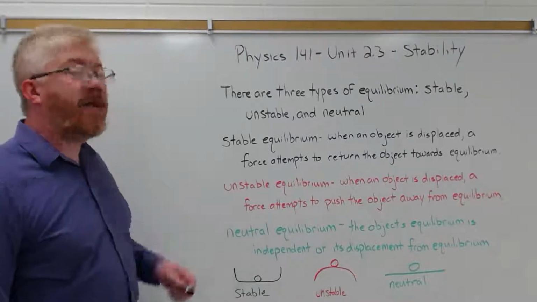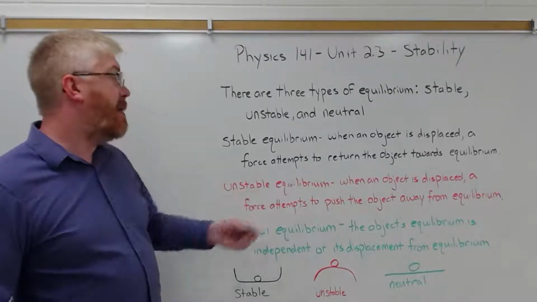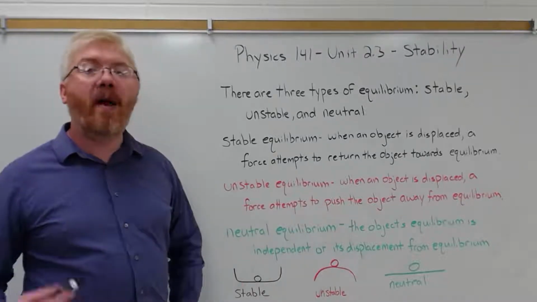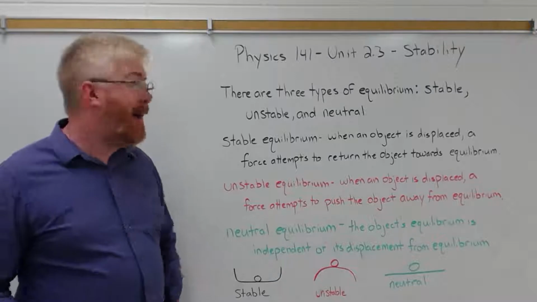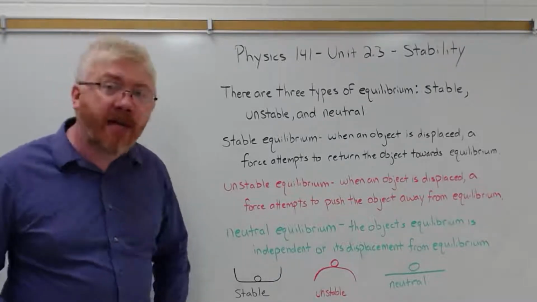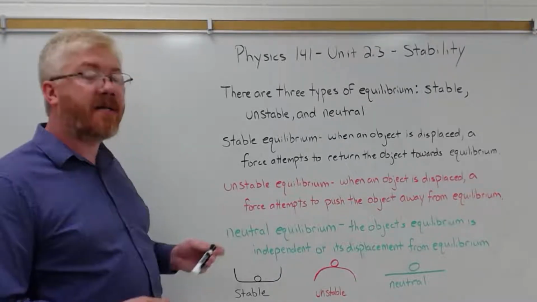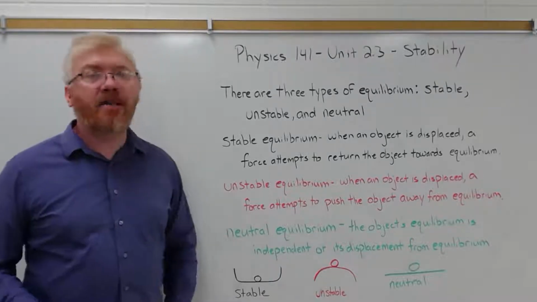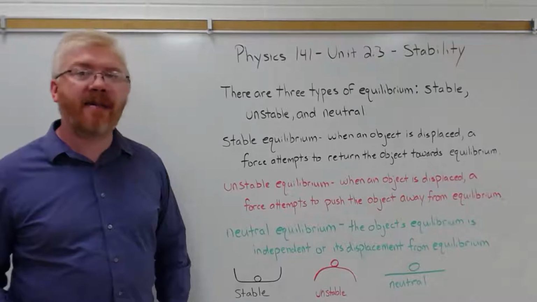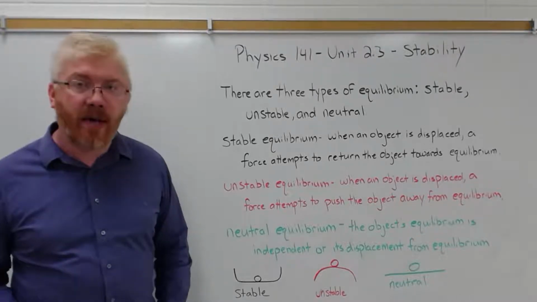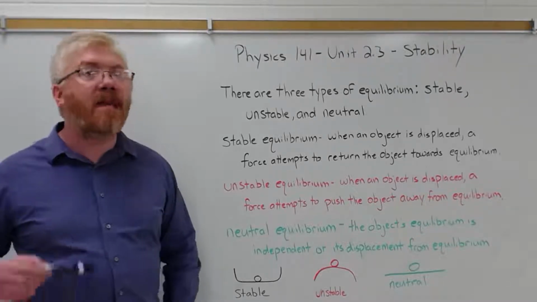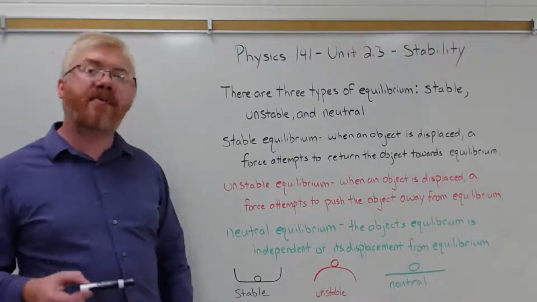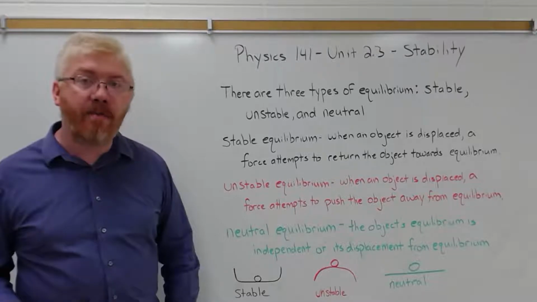Now there's unstable equilibrium, which states that, again, an object is displaced, and a force attempts to push the object away from equilibrium. Not incredibly desirable from an engineering perspective, and I'll give a simple example of this in a moment. And then finally, neutral equilibrium, which just means that a displacement doesn't affect the equilibrium of the object one way or the other. The object doesn't immediately fall apart because of the displacement. A force doesn't attempt to tear it apart, but nor does a force come and try to maintain the equilibrium.